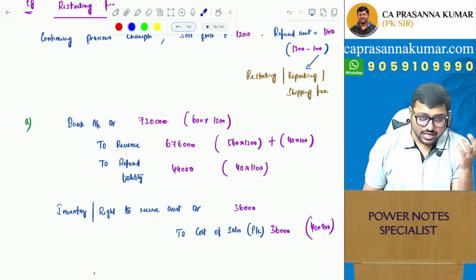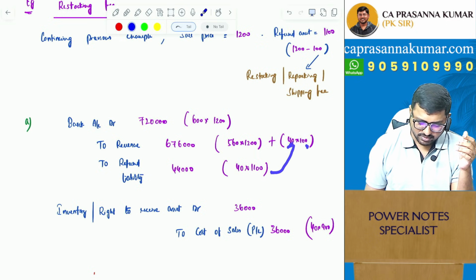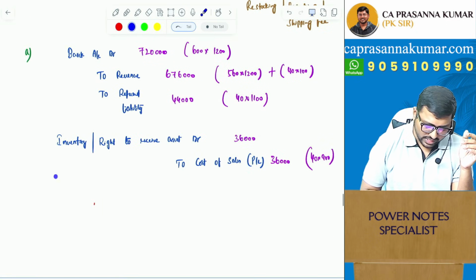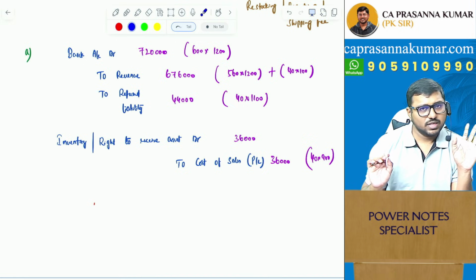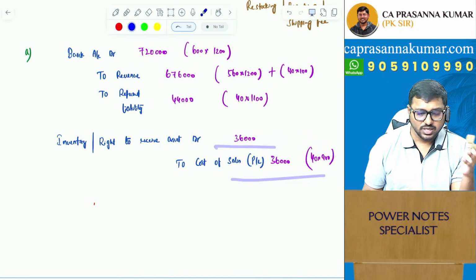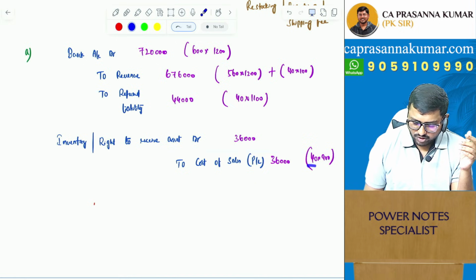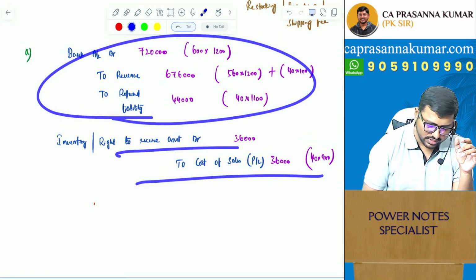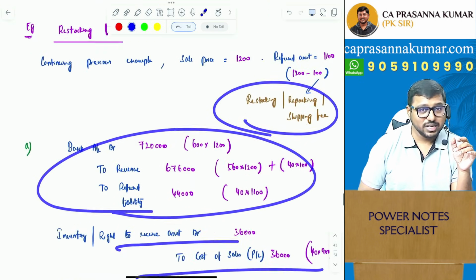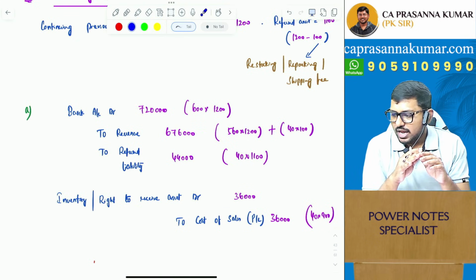So, in a way, this 40 into 100, which is 4000, has shifted from refund liability to revenue. That's all. When it comes to this entry, there will be no change, because this entry is based on cost. 40 into 900. 900 is cost per unit. So therefore, this entry will not change. Only this entry will change when there is restocking or repacking or shipping fee. I hope this is clear?